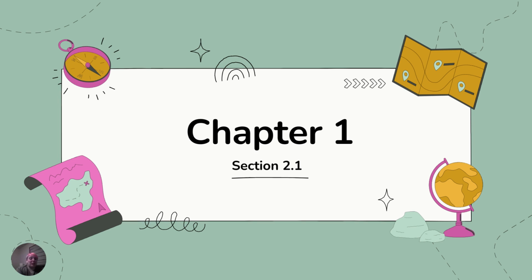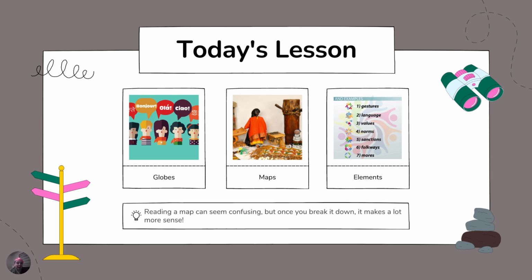Today we are going to be talking about different elements of a map and how to read the map. The three big things we're going to cover today are the definitions of globes versus the definition of maps, because they are two different things. And then we're going to take a bit of a deep dive into map elements.